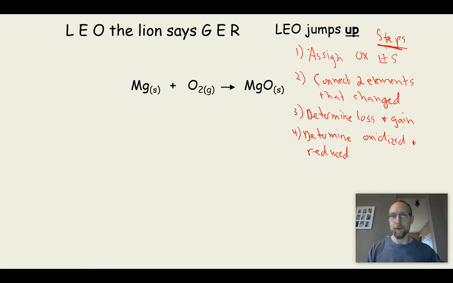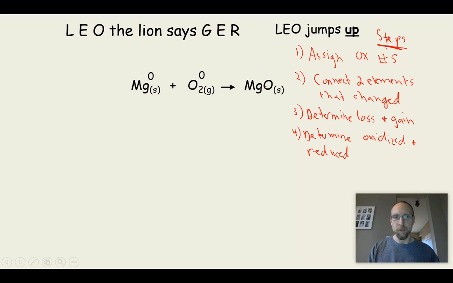All right. So step 1, assign oxidation numbers. So let's go through and give every element an oxidation number. So don't forget about our first rule. Uncombined elements get a 0. So you want to go through and put your zeros in. So do that first, right away. Otherwise, you're going to make mistakes and you're going to forget. Right? So Mg and O are all alone.